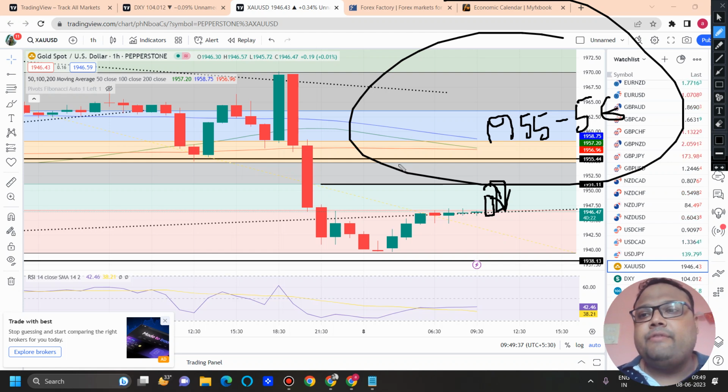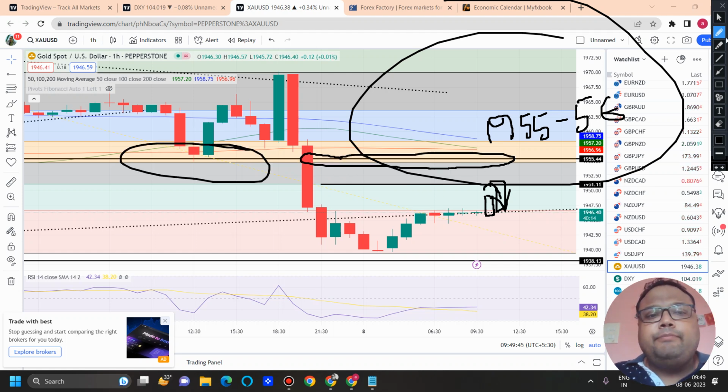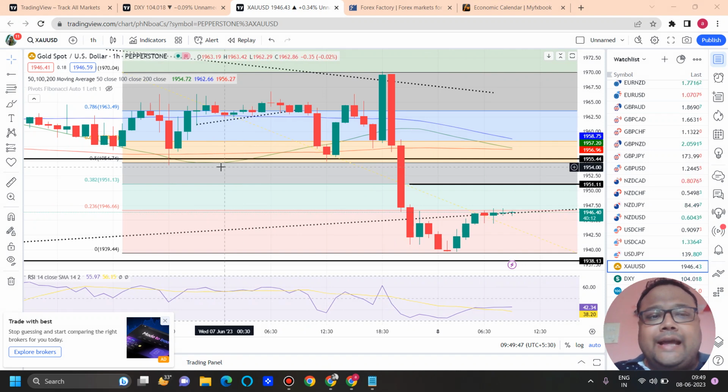Why 1955, 56, and why is 1956 a better level? Because of the Fibonacci 50% retracement around this area as well as previous support. 1955 was a previous support on the chart of gold.